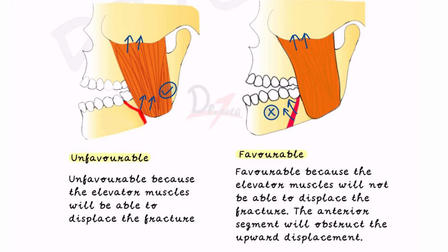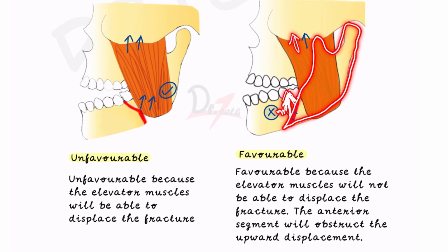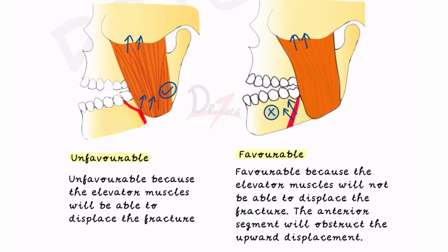Now in this case, if the fracture line is starting from the tooth coming anteriorly, now we have a fragment of the ramus like this. So when this muscle tries to pull it upward, what will happen? This fragment, this portion right here, won't let it get displaced. So that is a favorable fracture. Favorable because the elevator muscles will not be able to displace the fracture. The anterior segment will obstruct the upward displacement.